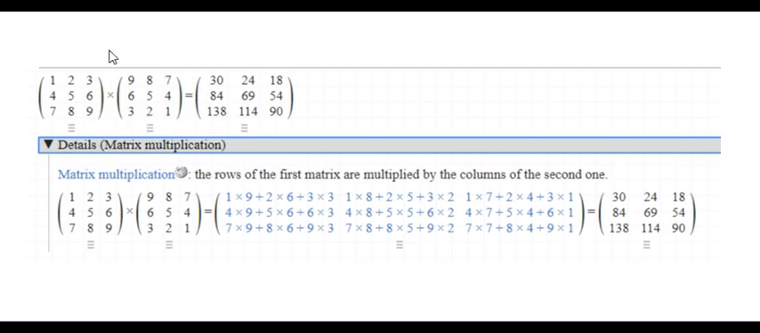So the underlying condition for valid matrix multiplication is that the number of columns of the first matrix must be equal to the number of rows of the second matrix. Here both the matrices are of size 3 cross 3, so matrix multiplication is well defined for this case. But if we consider the case where A is of size 4 cross 4 and B is of size 3 cross 3, matrix multiplication is not defined. In general, matrix A must be of size n cross p and matrix B must be of size p cross q. Only in that case is matrix multiplication well defined.